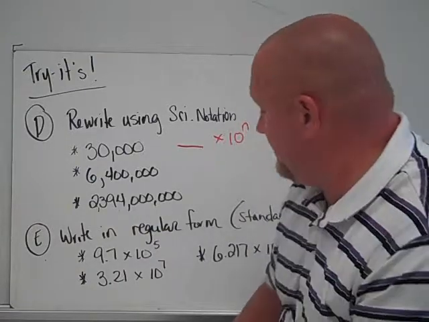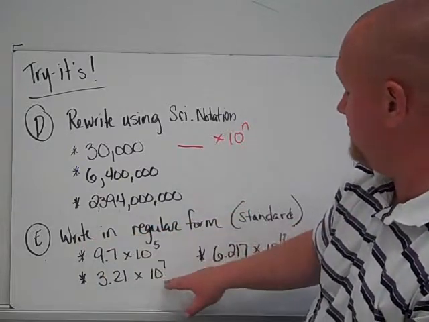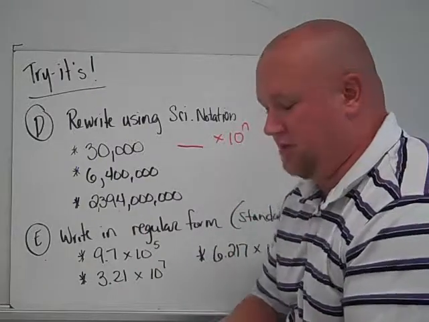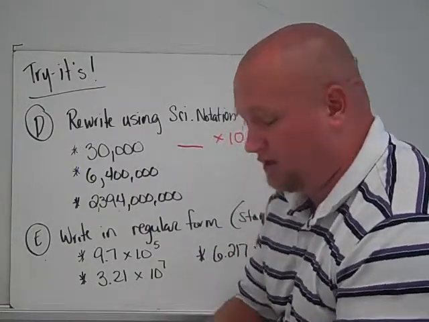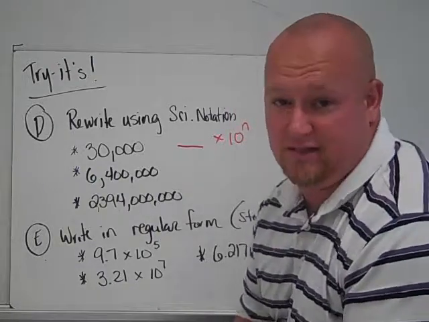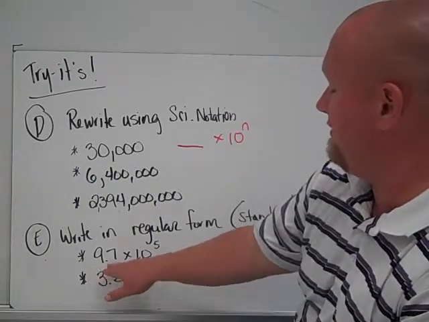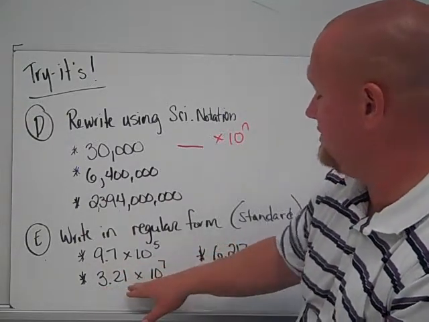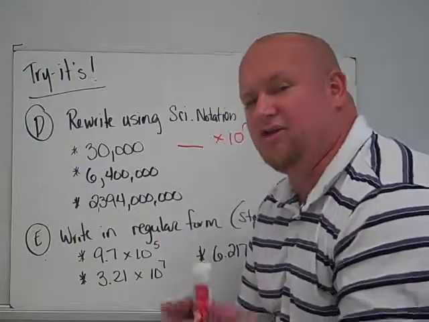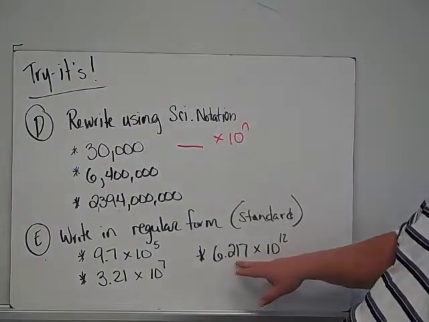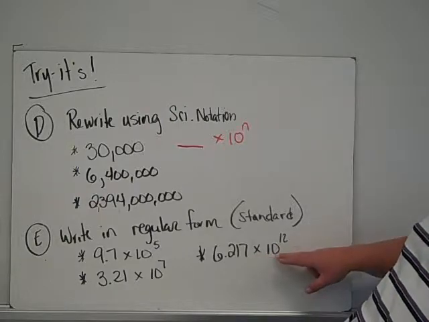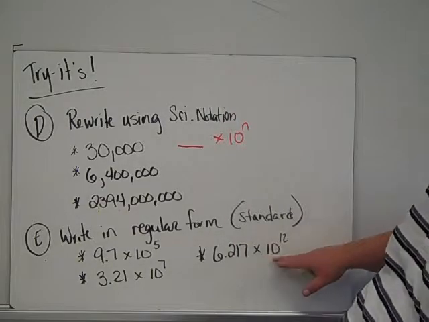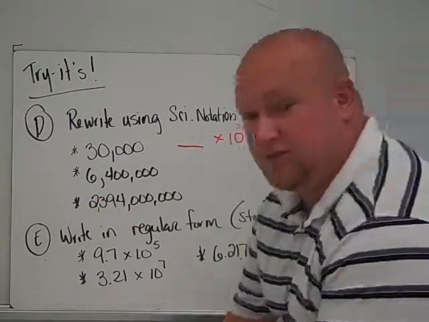Then I would like you to rewrite these three numbers in standard form. Scientific notation is really a fourth form. We've talked about expanded form, we've talked about word form, we know standard form, now we have scientific notation. 9.7 times 10 to the 5th power, 3.21 times 10 to the 7th power, and then the really challenging one, 6.217 times 10 to the 12th power. Remember, that's 10 with 12 zeros after it. It's a huge number.